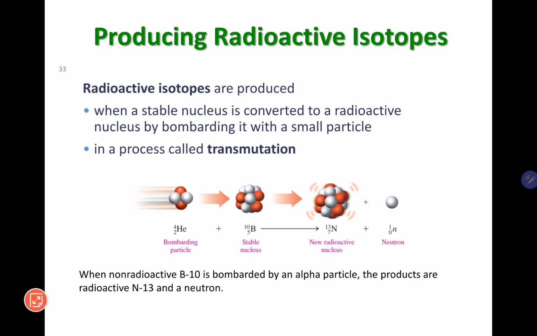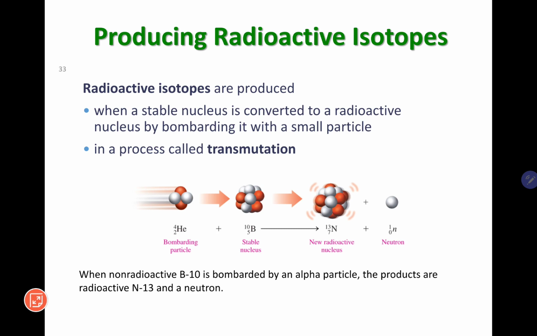All right, so now we are going to change gears and talk about something new. This is also similar to balancing nuclear radiation reactions, the discussion that we had before for radiation emissions. But in here, what we are going to do is produce radioactive isotopes.